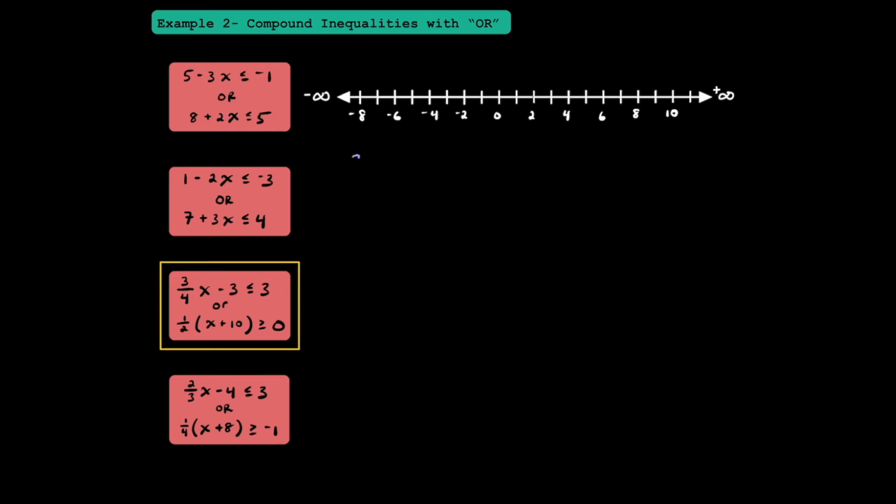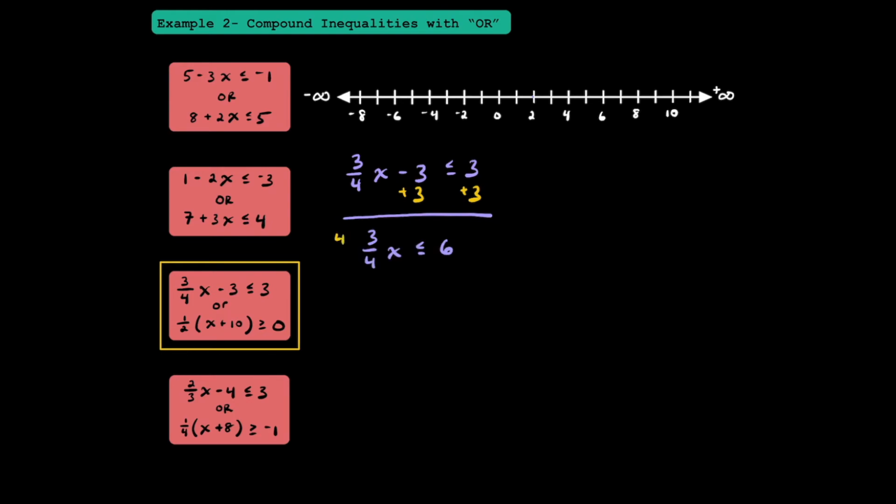Let's try another. Here we have 3/4 x minus 3 is less than or equal to 3. We'll start off by adding 3 to both sides of this inequality. In doing so, negative 3 plus 3 is going to be 0, and we'll be left with 3/4 x is less than or equal to 6.